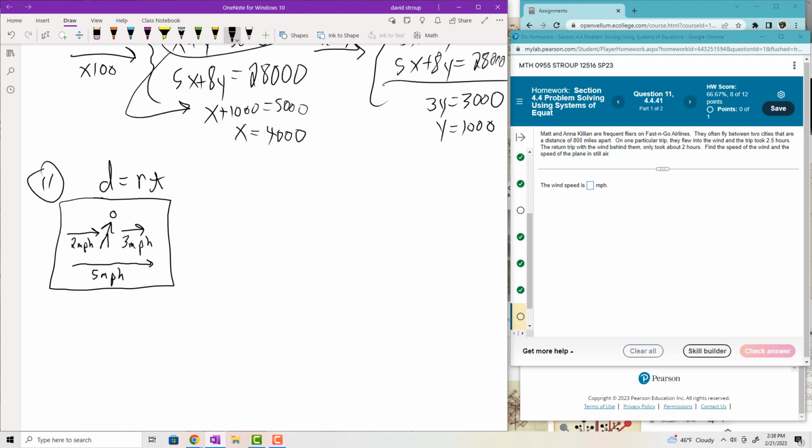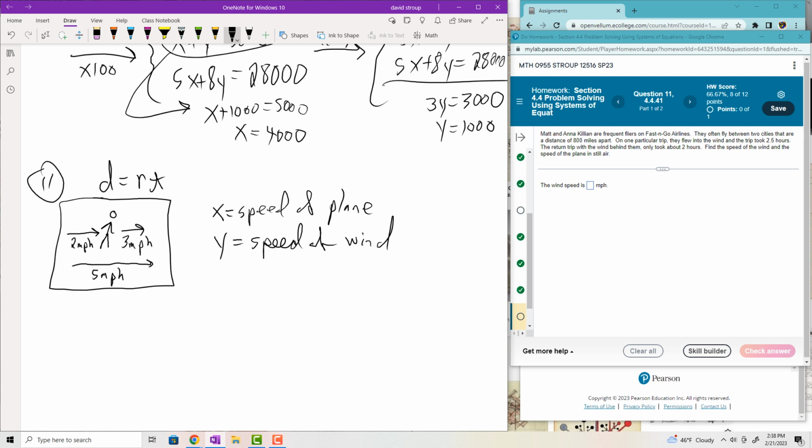So first we're going to define our variables. x, let's say, is the speed of the plane without any air blowing on it. That's why they say the speed of the plane in still air. That's what that means, no wind. And then let's let y equal the speed of the wind.